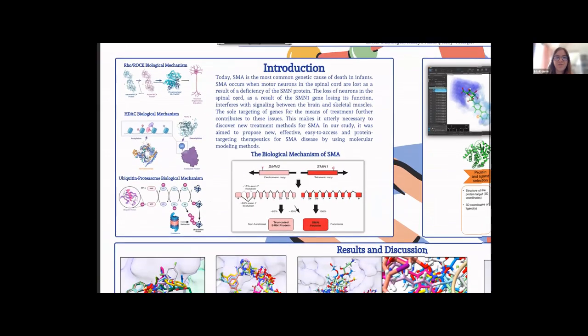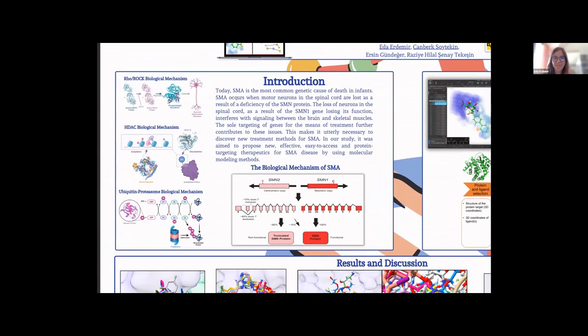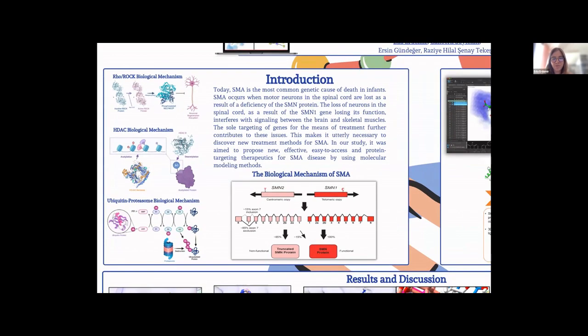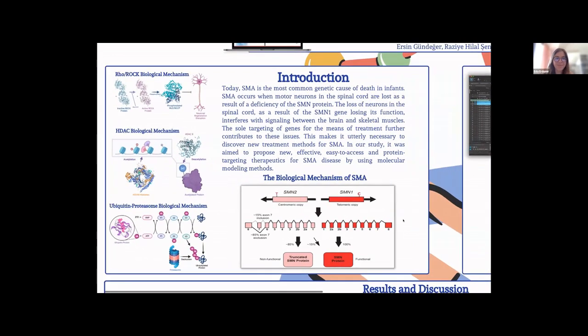Yeah, of course. We would like to present our study, a new approach to SMA therapeutics with molecular modeling methods. SMA, or spinal muscular atrophy, is a recessively inherited genetic disease which is caused by the lack of the SMN1 gene. The SMN1 gene is responsible for the transcription of the SMN protein, which stands for survival motor neuron. Without the SMN protein, motor neurons cannot survive, and they cannot transfer impulses to muscles, causing them to atrophy, ranging from mild atrophy to severe atrophy.